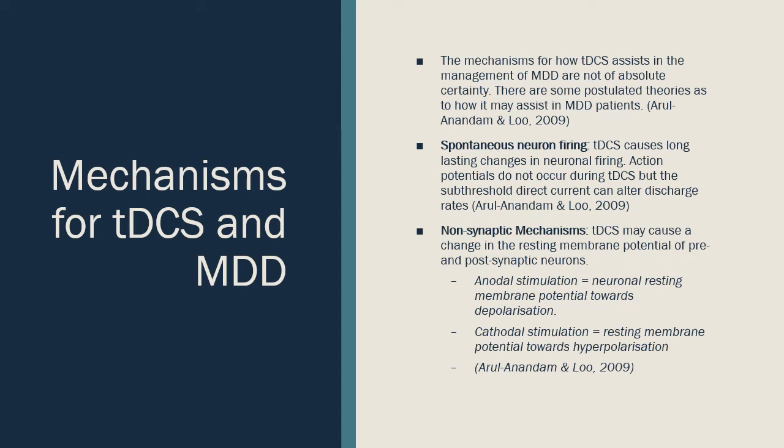Although the exact mechanisms for tDCS and its assistance in MDD are not absolutely certain, there are some theories. One of these includes spontaneous neuron firing. tDCS causes long-lasting changes in neuronal firing. Action potentials do not occur directly during tDCS, but the subthreshold direct current can alter discharge rates. Non-synaptic mechanisms: tDCS may cause a change in the resting membrane potential of pre- and postsynaptic neurons. The anodal stimulation shifts neuronal resting membrane potential towards depolarization, while cathodal stimulation shifts resting membrane potential towards hyperpolarization.